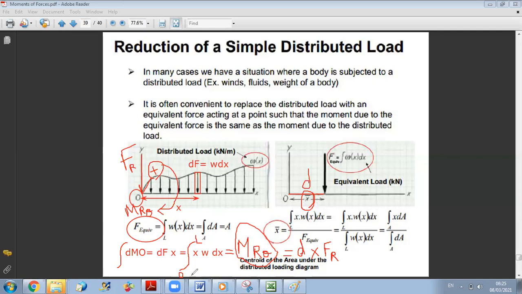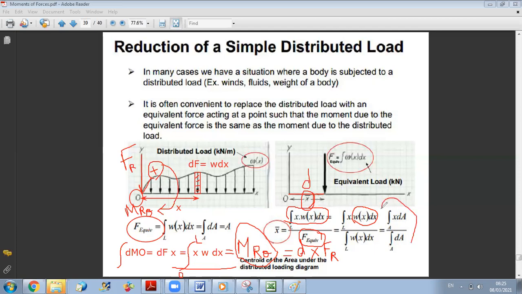And we have seen together that MRO is integral x omega dx. So I replace MRO by its value, which is integral x omega dx, and I replace F equivalent by its value, which is integral omega dx. Okay, what do I get here? We said that omega dx represents an elementary area under the graph, so I call it dA. So I end up with integral x dA over integral of dA.